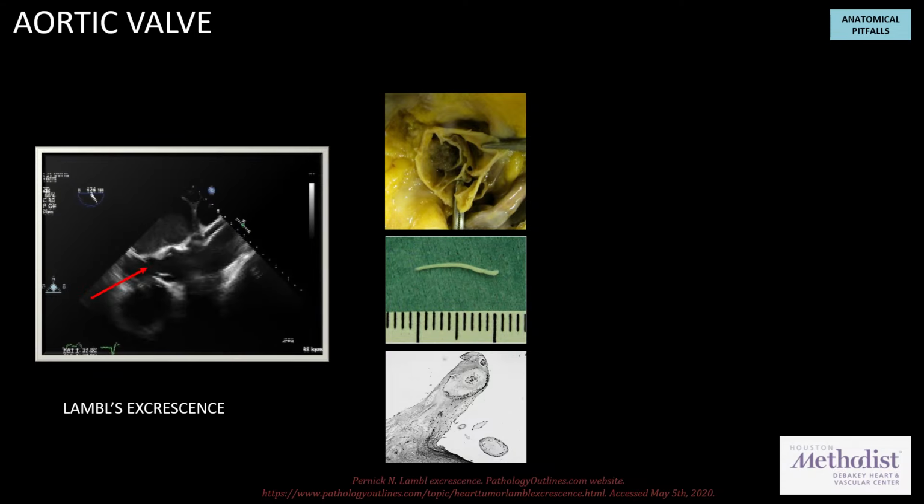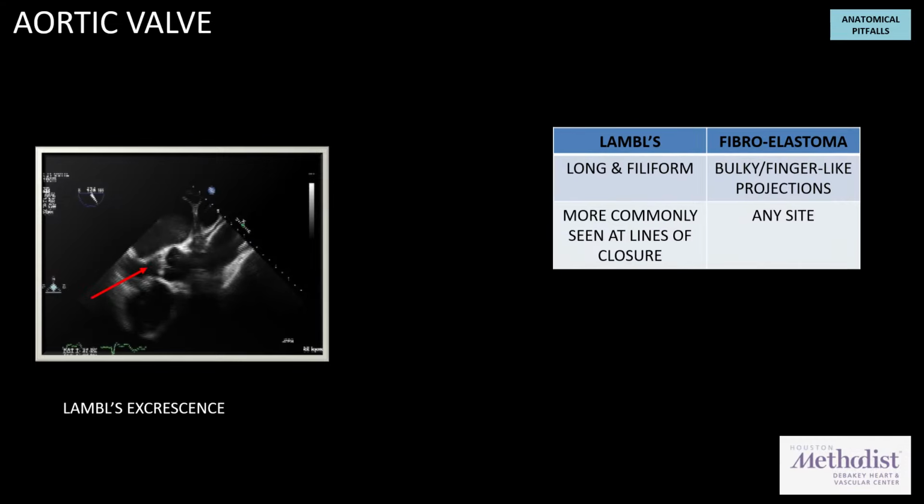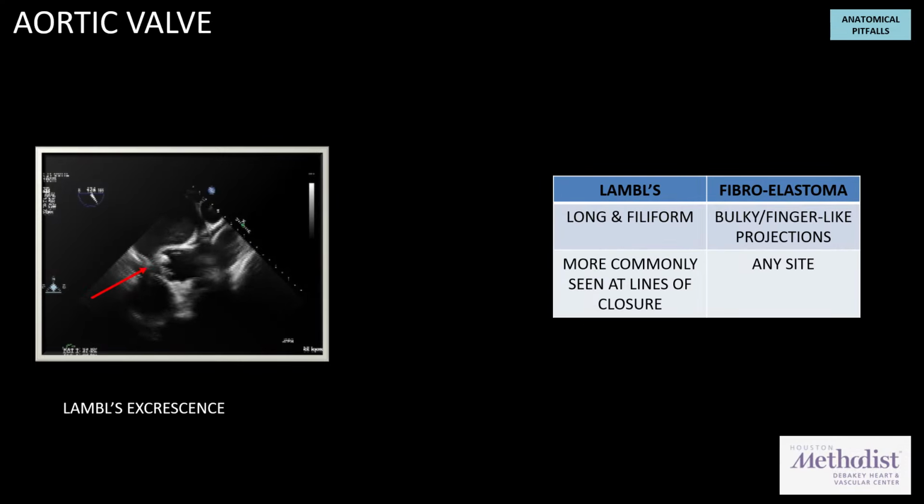These are nothing but filiform fronds we see on the aortic valves, and the pathology here actually confirms the frond-like appearance, right? But what are we worried about when we see these? The big worry we always have is how do we distinguish these from fibroelastomas, right? Because fibroelastomas are more pathological, bulkier, with more finger-like projections. It is very difficult to exactly identify, but that's why sometimes you need TEEs to identify these. And why is it relevant?